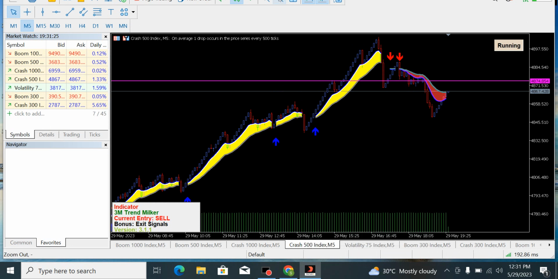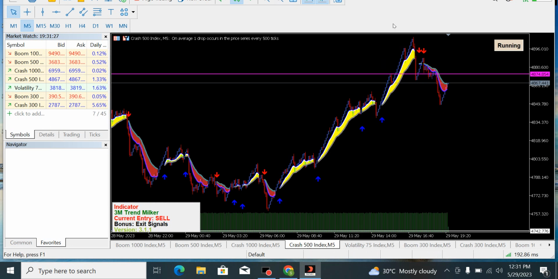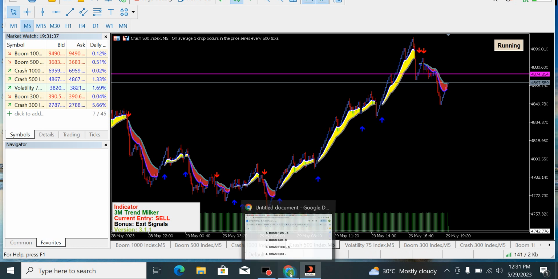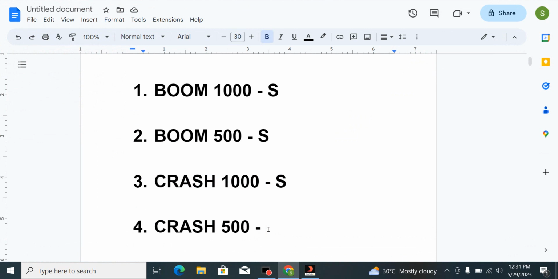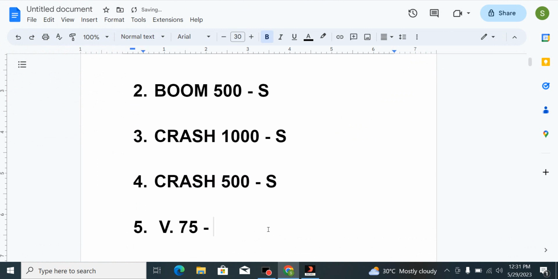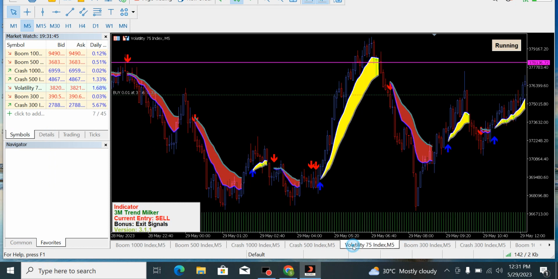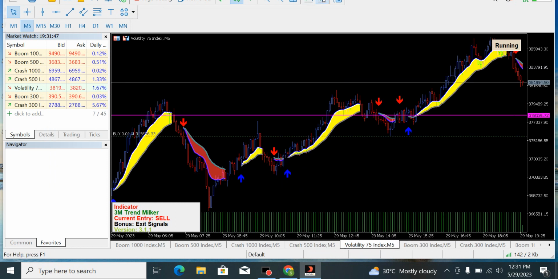This is Crash 500, and just the way we have seen it, this had been on an uptrend for a very long time, but it has got into this resistance zone and was unable to break out above it. So definitely it is going back on a sell trend at the moment, and this will be crashing more. So this is going to be more of a selling opportunity than a buying opportunity. Finally, let's check out what we have with Volatility 75.